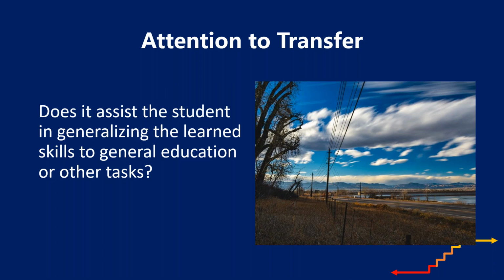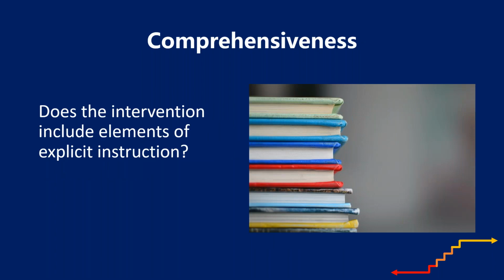Our fifth dimension of taxonomy highlights comprehensiveness. Comprehensiveness means the number of explicit instruction principles the intervention incorporates. So that I do, we do, you do. Comprehensive means the extent to which the intervention includes simple direct language, modeling, practice, and incorporating a systematic review. So ask, does the intervention include some or all of the elements of explicit instruction?